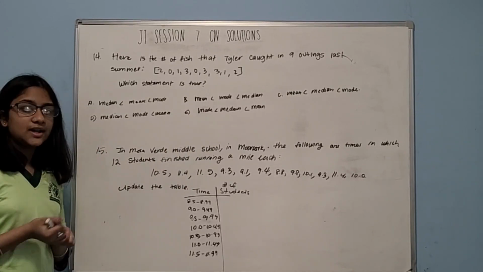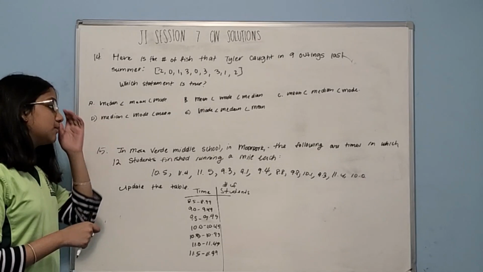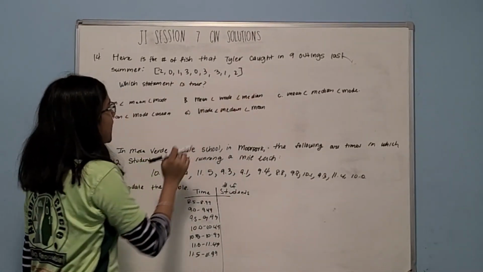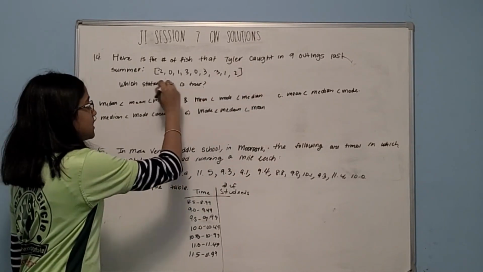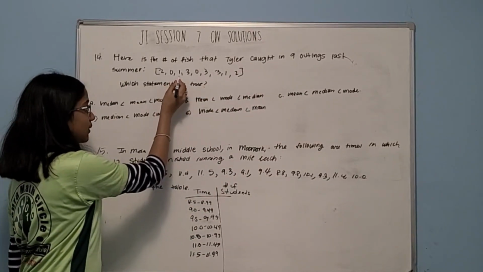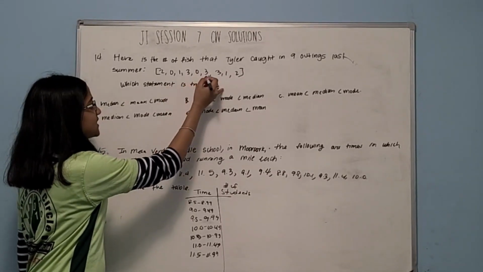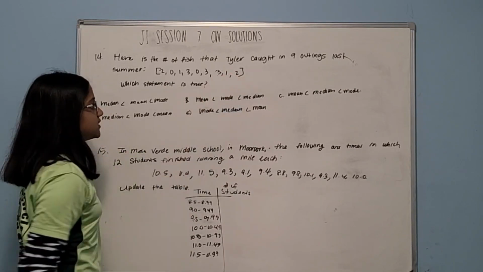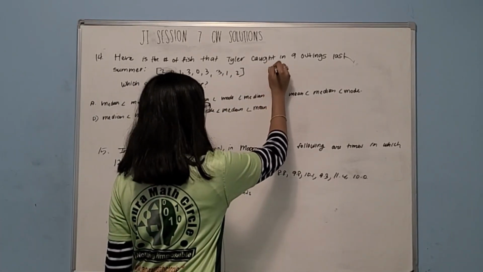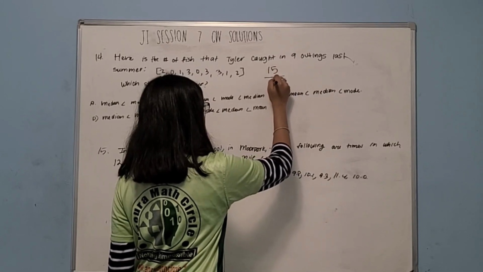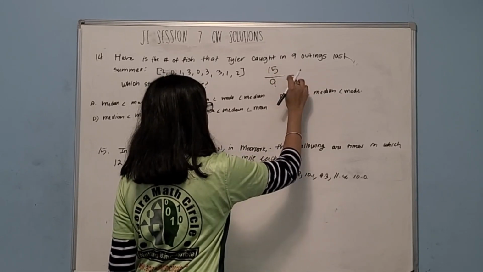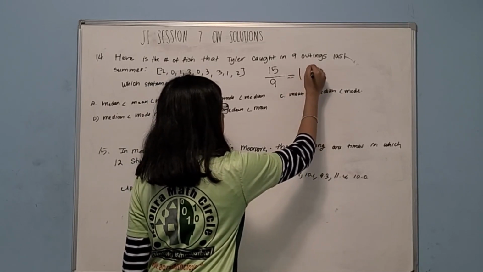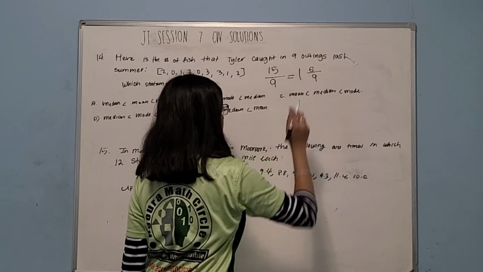Now, to find out which statement is true, we should first find out the mean, median, and mode. So, to find the mean, all we have to do is add this up and divide by 9, since it's 9 numbers. So 2 plus 1 is 3, 3 plus 3 is 6, 6 plus 3 is 9, 9 plus 3 is 12, 12 plus 1 is 13, and 13 plus 2 is 15. So that's 15 over 9, which is approximately somewhere around 1 6/9 over here.